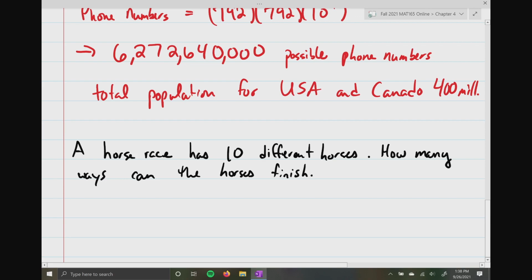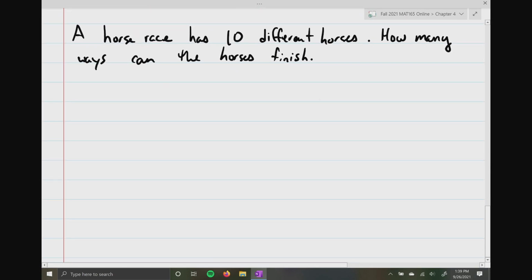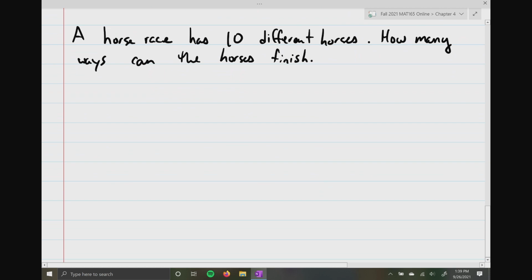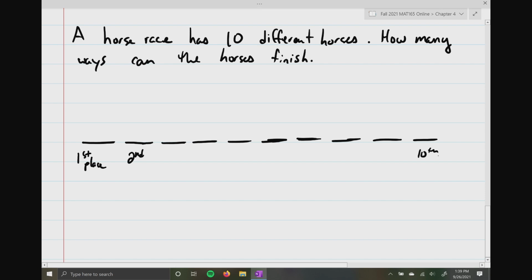All right, so if you think about it, there are 10 horses, and you have a first place horse, then you have a second place horse, and a third place horse, all the way down to 10th. So when we look at this problem, it's still a counting problem. We're still using the multiplication counting rule. We're just going to draw 10 little dashes here. So 1, 2, 3, 4, 5, 6, 7, 8, 9, 10. So there are 10 dashes. And here's first place. Here's second. And all the way on the end, here's 10th place. And if you think about this, there has to be a winner and there has to be a loser. And there has to be ones in between.